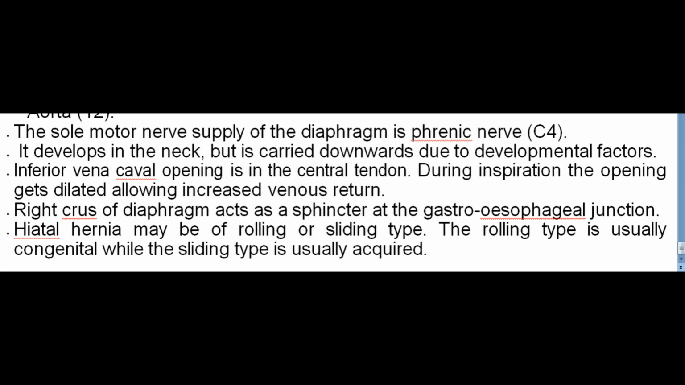Inferior vena caval opening is in the central tendon. During inspiration the opening gets dilated, allowing increased venous return. Right crus of diaphragm acts as a sphincter at the gastroesophageal junction. Hiatal hernia may be of rolling or sliding type. The rolling type is usually congenital while the sliding type is usually acquired.